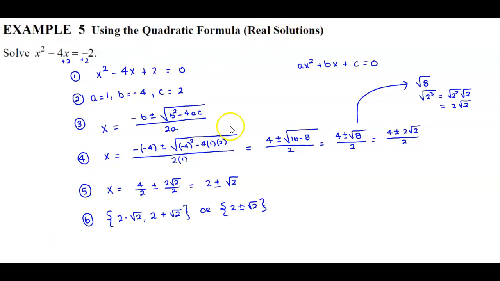And as you can see here, these are real solutions, and the reason why they're real solutions is because it doesn't have an imaginary solution, and we did not get a negative under the radical sign. So therefore these are considered real solutions.